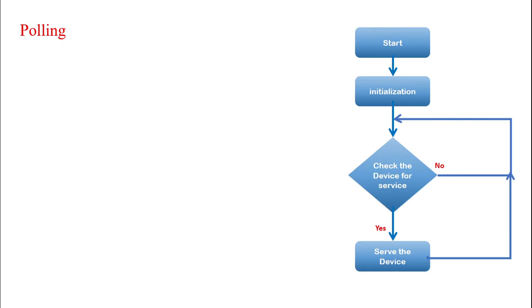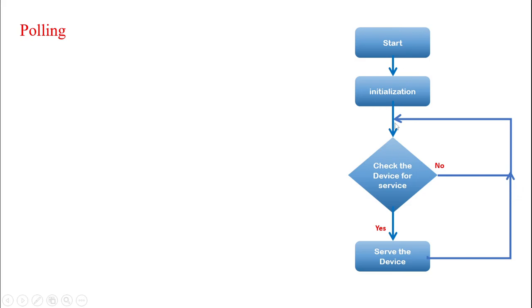So what is polling? We will see with the help of a diagram. What do you mean by polling? Polling means the processor will continuously monitor the peripheral. The processor will not do any other execution, but instead will continuously monitor or check the peripherals to see whether any peripheral requires any service or not.